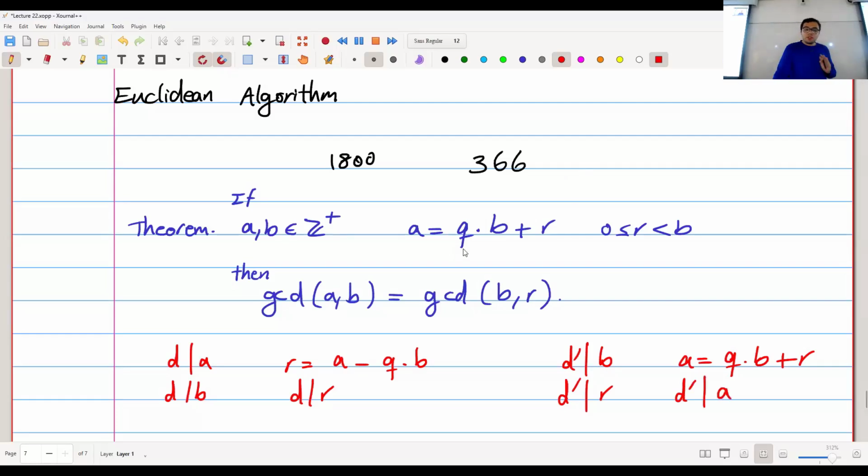Okay. So not only is the GCD of A and B the same as the GCD of B and R, but I can actually say something much more powerful. I can say that any number that is a common divisor of A and B is also a divisor of R. And any number that is a common divisor of B and R is also a divisor of A. Okay? But what I need for my algorithm is just the equality of the GCDs. So whenever I have two numbers A and B, and I just do the division algorithm, I write A as QB plus R, then I know that the GCD of the two initial numbers, A and B, is equal to the GCD of B and R.